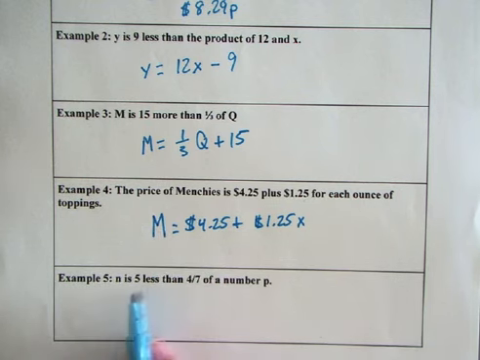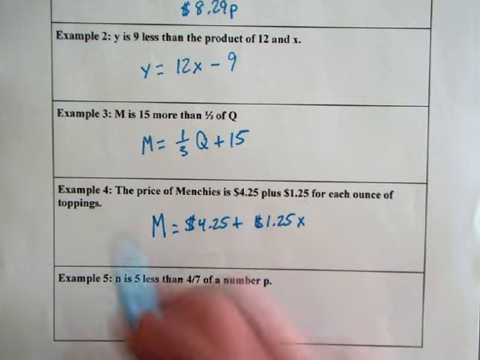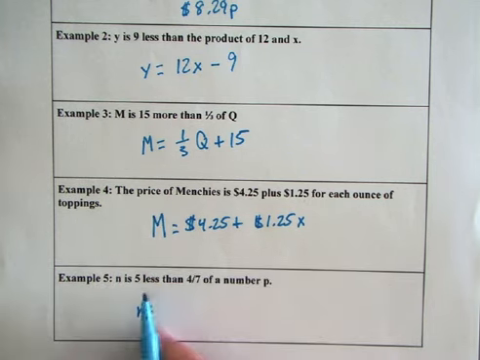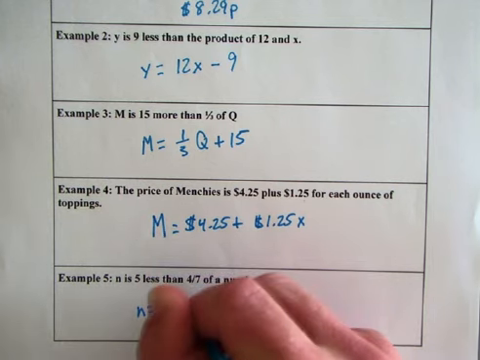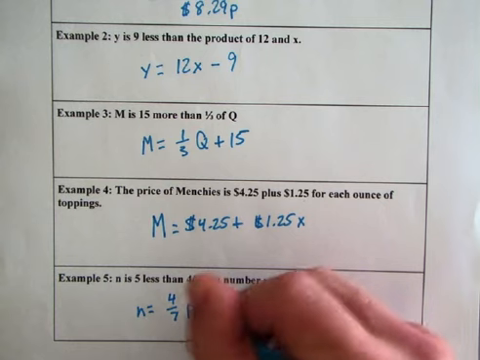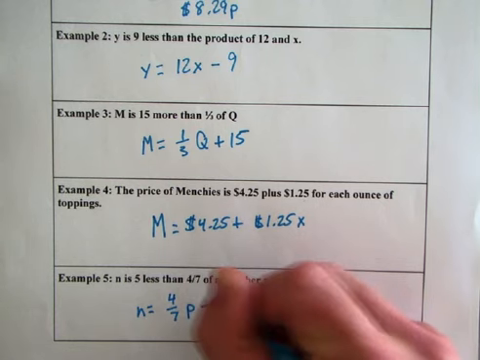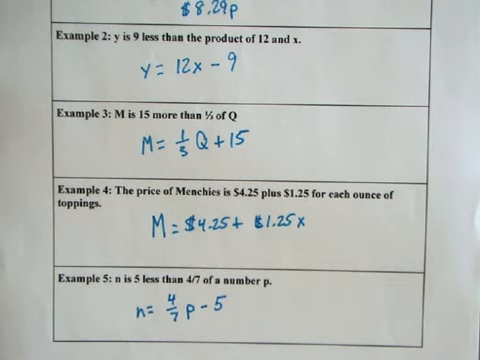Finally, n is 5 less than 4/7 of a number p. Whoa. n equals 5 less than, that's minus 5, 4/7 of a number p. So 4/7 p minus 5. So pretty simple. That's how we would use information we're given in words to write functions that we can then manipulate. Great. Hope that makes sense, and we'll see you next time.